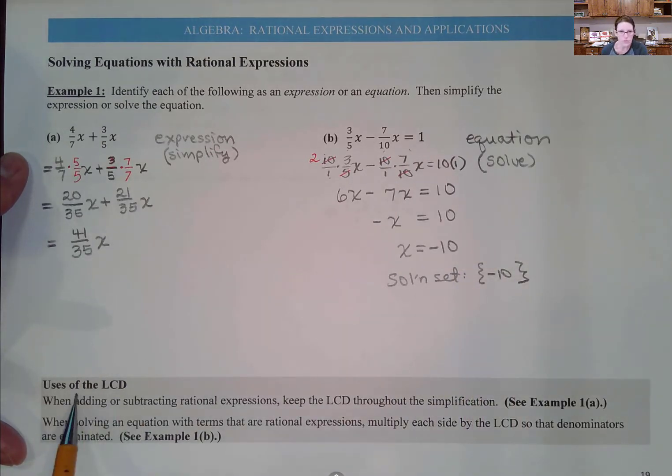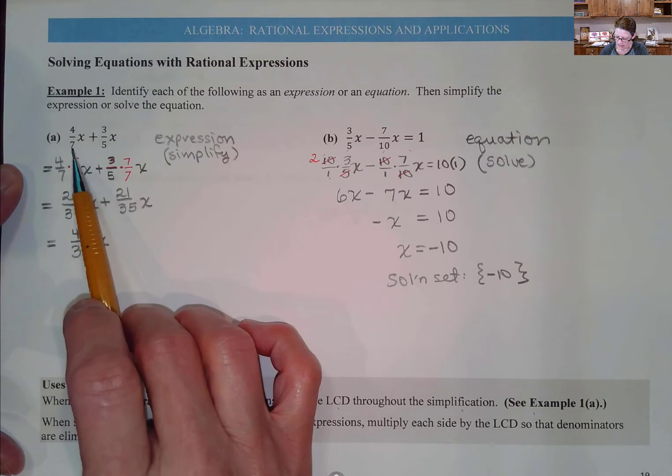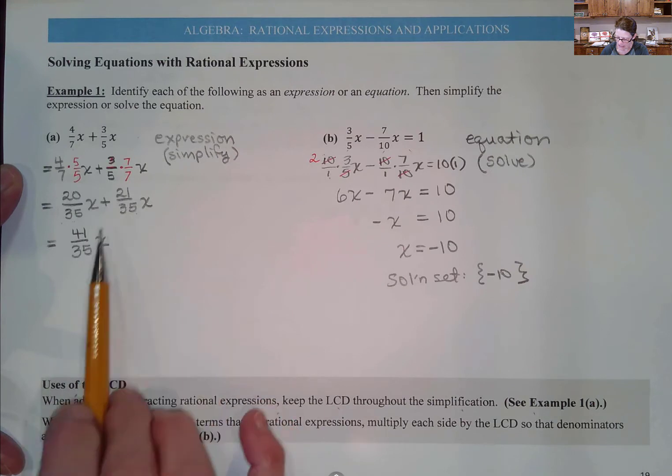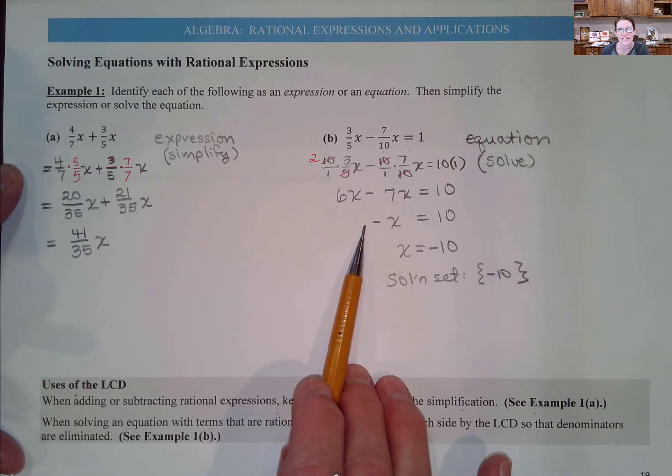Now let's notice uses of the least common denominator, LCD. When we are adding or subtracting rational expressions, we have to keep the LCD throughout the simplification, as we saw in example 1a. Our LCD is 35, so we built up fractions to obtain that LCD, and notice that it remains. When solving an equation with terms that are rational expressions, multiply each side by the LCD so that denominators are eliminated. As in example 1b, our LCD was 10.